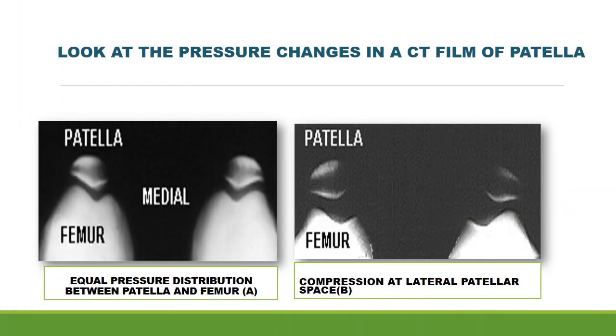This is a CT film of the knee joint with the skyline view. Here you can easily look at the pressure changes in the film of the patella. So here is the patella, you can see the femur, the medial side and the lateral side. Okay. So you are seeing here the equal distribution of pressure over the whole of the joint space. Equal pressure distribution between patella and the femur.